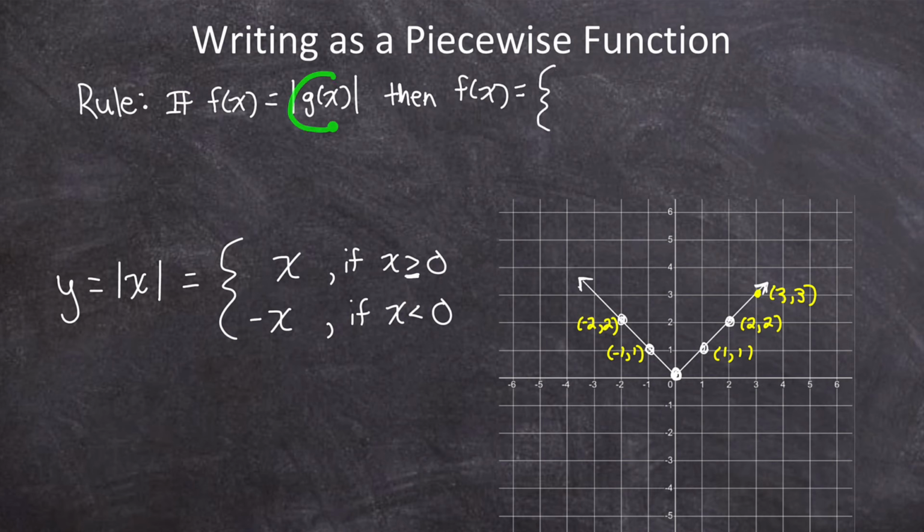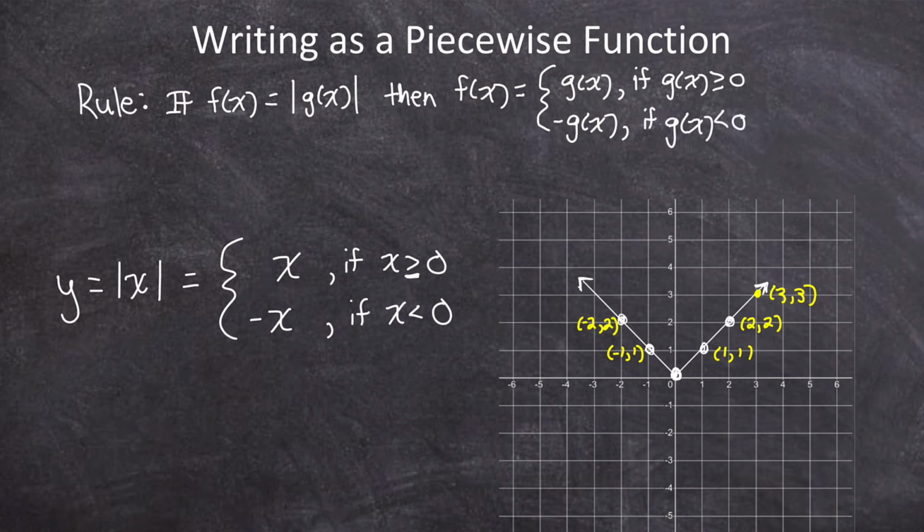Well, the absolute value of g of x is just equal to g of x if g of x is positive, so we would say it's just equal to g of x if g of x is greater than or equal to 0. But if g of x is negative, when we take its absolute value, it makes it positive, meaning it makes it the opposite sign. So to get the opposite sign of g of x, we multiply it by negative 1. So it would equal the negative of g of x if g of x was less than 0.